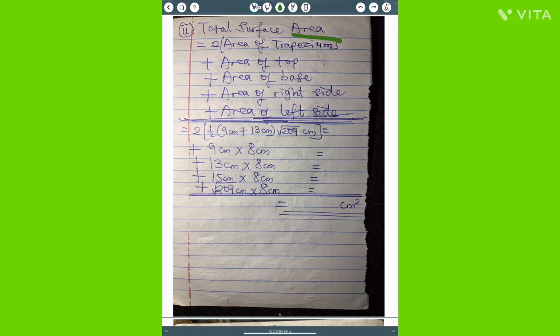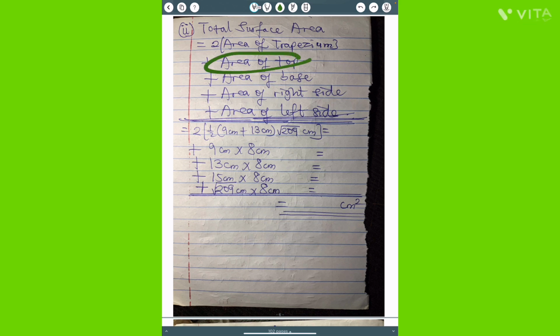First, I need to find the area of the two trapeziums. The area of the two trapeziums is what? 2 times half a plus b times h. That's what I have done here. The area of the trapezium, half a plus b times h, times 2. One is facing you, one is inside the book.